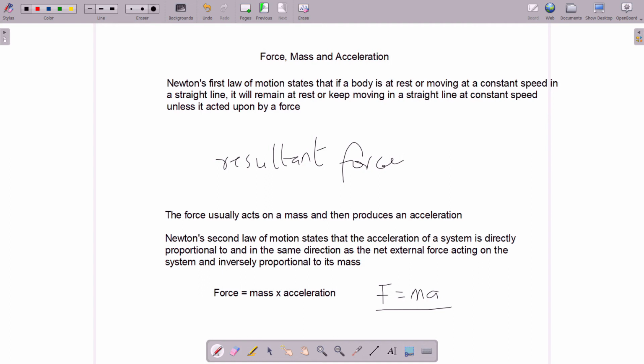Once a force acts on an object, it is able to cause it to start moving, or it's able to cause it to accelerate. And the object will typically move in the direction of the force. That relationship between force acting on the mass and producing some form of acceleration is what Newton's second law of motion is about. So in simple terms, Newton's second law of motion is F is equal to m times a.